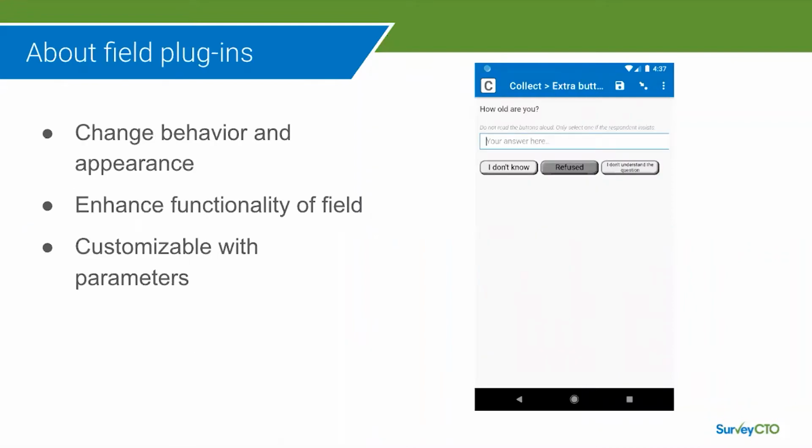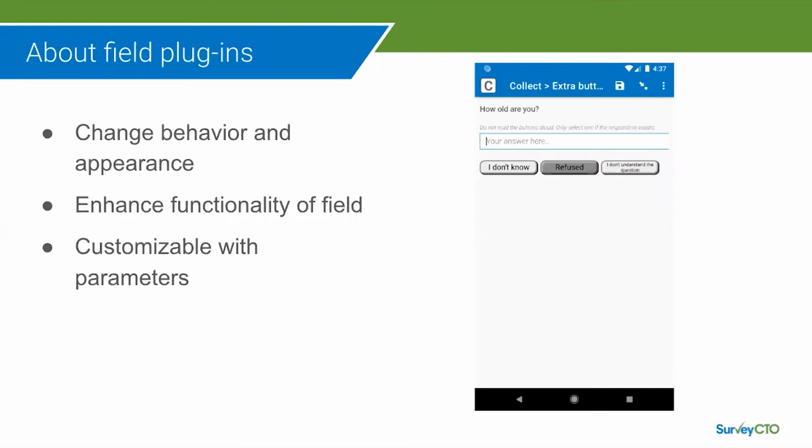Field plugins are tools you can add to fields to change their appearance, behavior, and functionality. For example, on the right, we have a screenshot of one of our more basic field plugins, the Extra Buttons field plugin. In text fields, integer fields, and decimal fields, it is common to have pre-chosen values that are entered if the respondent does not know the answer or refuses to answer, such as entering -88 if the respondent does not know the answer to a question. With the Extra Buttons field plugin, instead of needing to manually enter that code, you can add additional buttons that the enumerator can press, making data collection a lot easier.